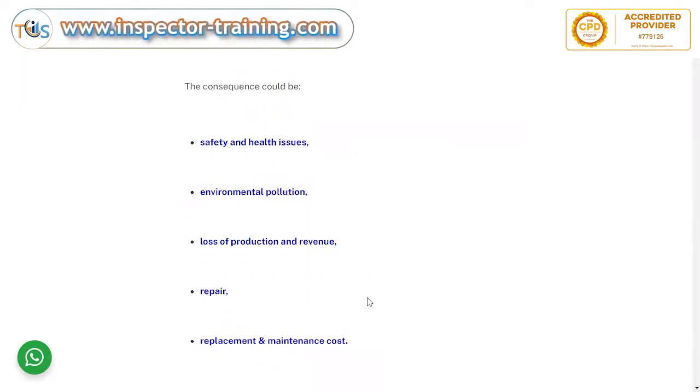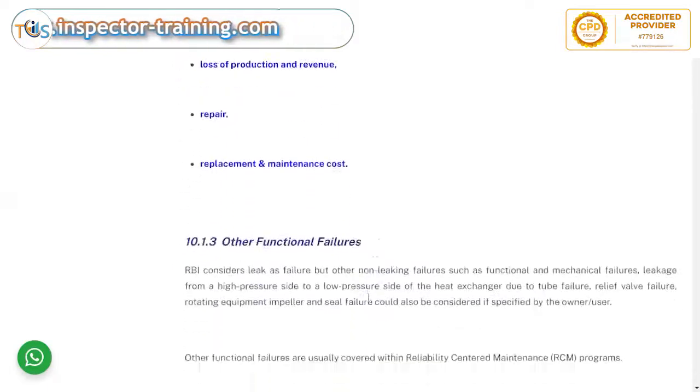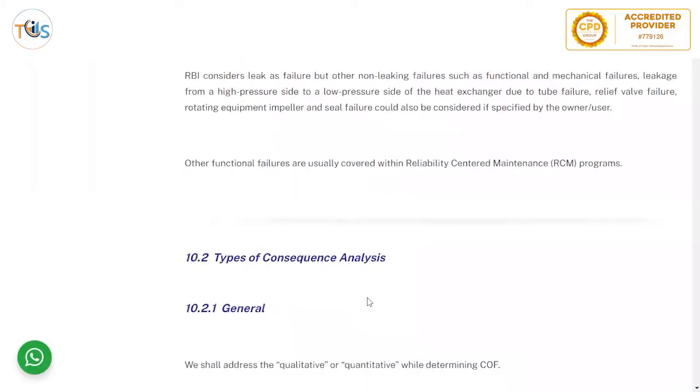The consequence could be safety and health issues, environmental pollution, loss of production and revenue, repair, replacement, and maintenance costs. RBI considers leak as failure, but other non-leaking failures such as functional and mechanical failures, leakage from a high-pressure side to a low-pressure side of the heat exchanger due to tube failure, relief valve failure, and rotating equipment impeller and seal failure could also be considered if specified by the owner user.